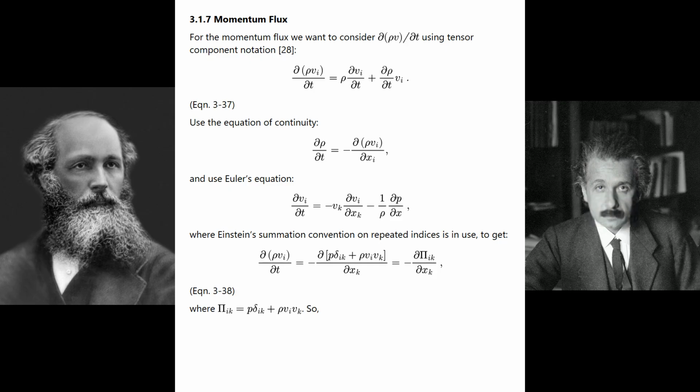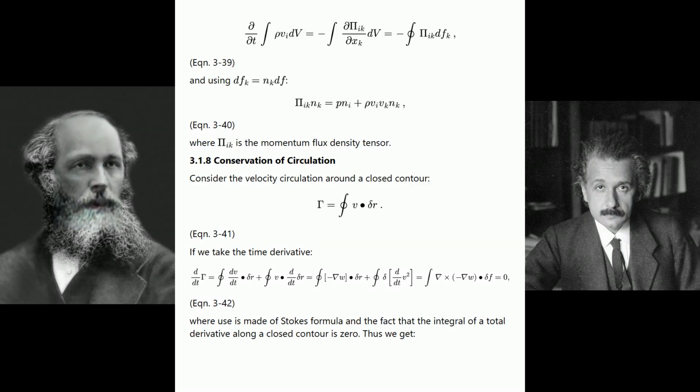See equation 3-38. Where capital pi sub ik equals p delta sub ik plus rho v sub i v sub k. So, see equation 3-39. And using df sub k equals n sub k df, see equation 3-40. Where capital pi sub ik is the momentum flux density tensor.